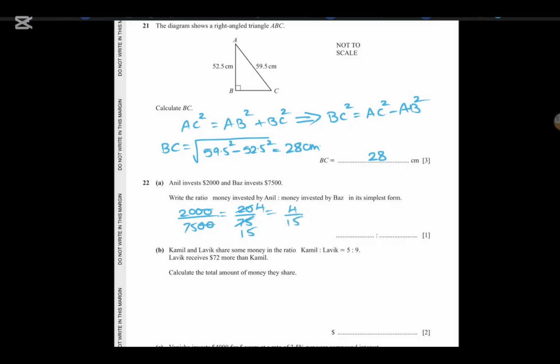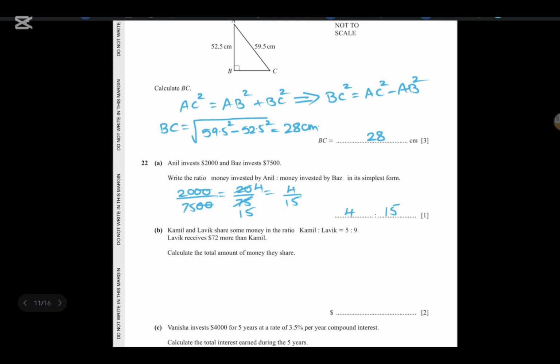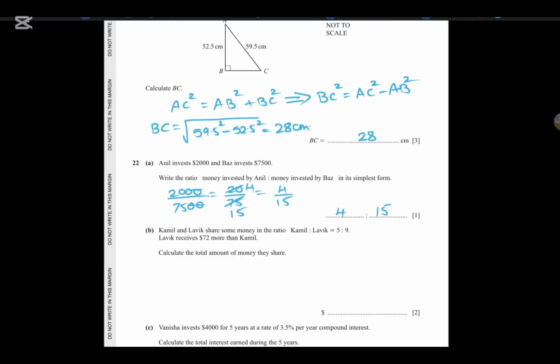So I wrote Anil's investment in the numerator and Baz's investment in the denominator, and the ratio they are asking is money invested by Anil first and money invested by Baz second. So 4 is to 15. Whenever you do this type of question, you have to be careful with the order of the ratio. Question number B. Kamil and Lavik share some money in the ratio Kamil is to Lavik 5 is to 9. Lavik receives $72 more than Kamil.